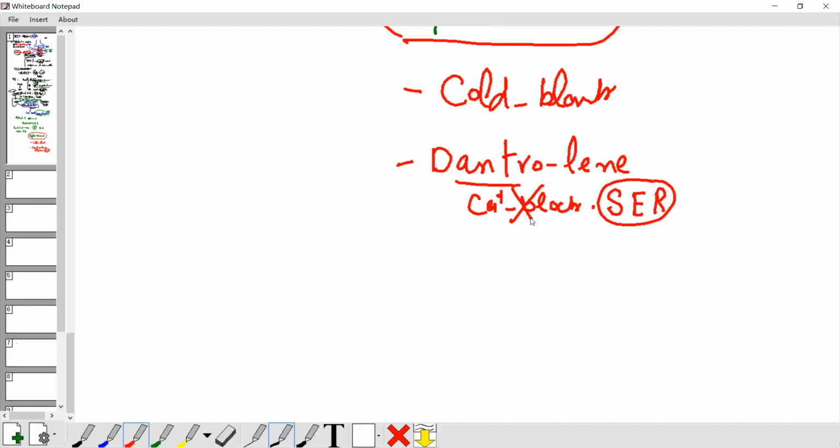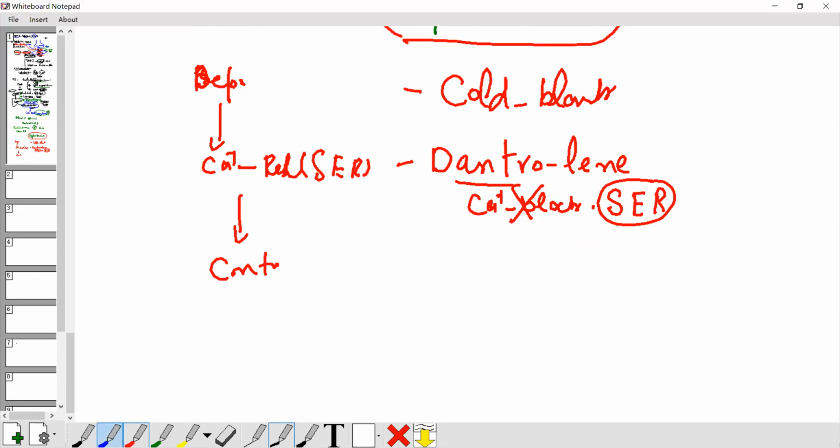It blocks calcium. If succinylcholine depolarizes the muscle, then how does muscle contraction happen? First depolarization, then calcium release from the sarcoplasmic reticulum, then contraction. Succinylcholine depolarizes the muscle. If you give dantrolene, can the calcium come out? No. Then no muscle contraction, no hyperthermia.